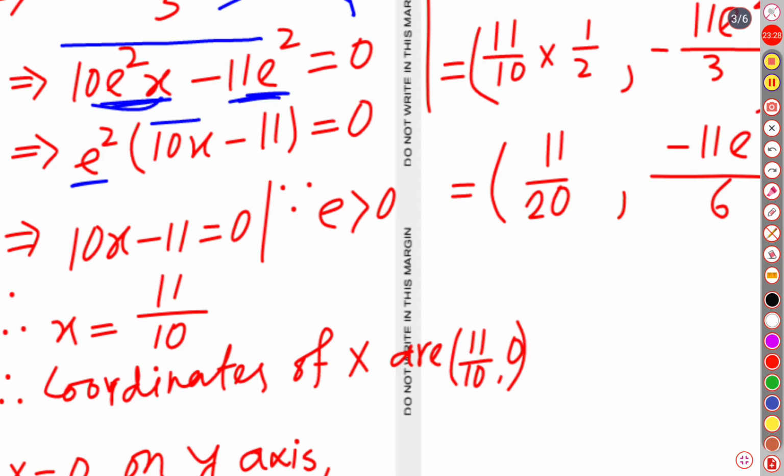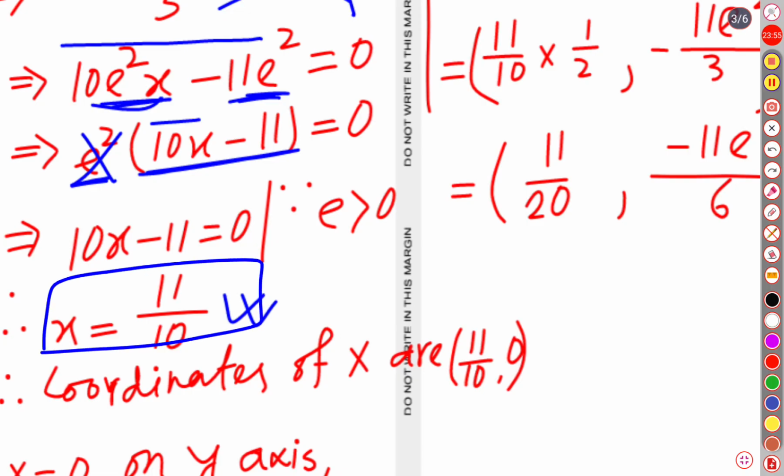Okay. Now e square is not equal to 0. It's not possible, because it's the Euler number, and the Euler number is more than 0. So this cannot be 0. That means this factor is equal to 0. If 10x minus 11 is equal to 0, then definitely our x is 11 over 10. So we have got the x coordinate.